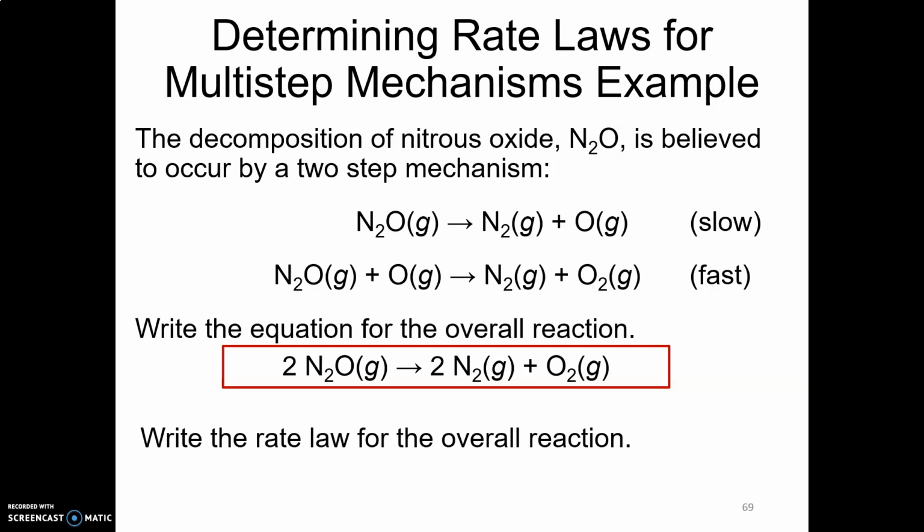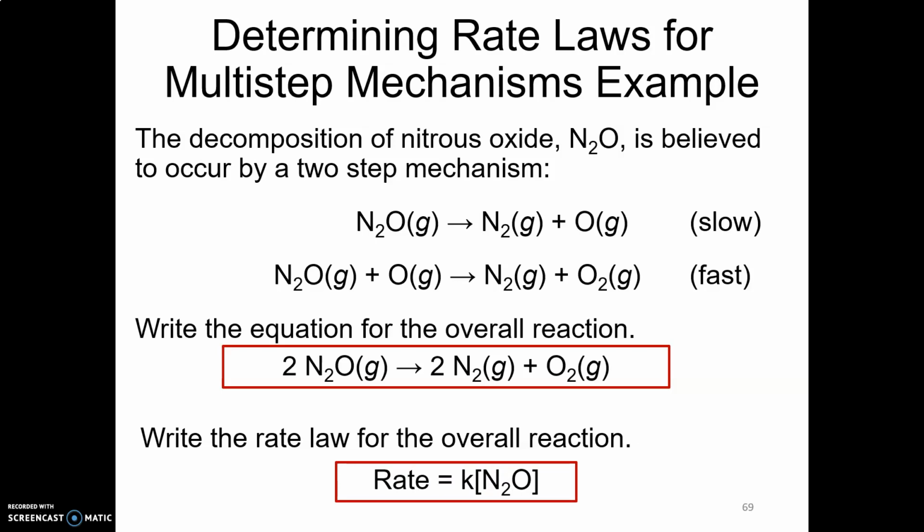Now what is the rate law for the overall reaction? What determines the rate of a reaction? The slow step, right? And in this case, the slow step is coming first. So we don't have to worry about the fast step. Whatever rate law you would predict for the slow step, which is the first step, that has to be the rate law for the overall. And what we would predict for that slow step is rate equals k times the concentration of N2O.